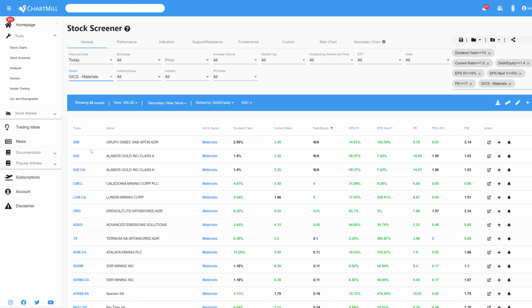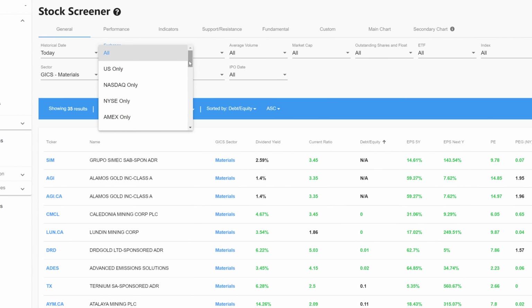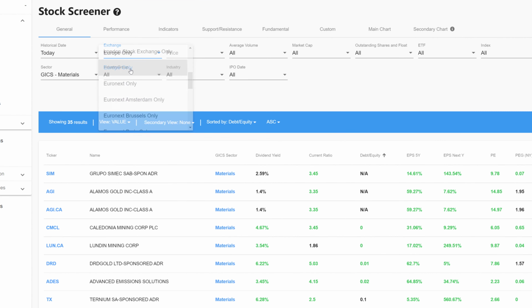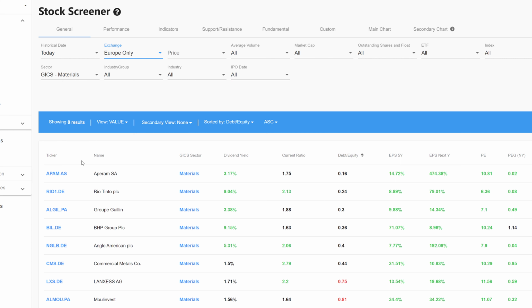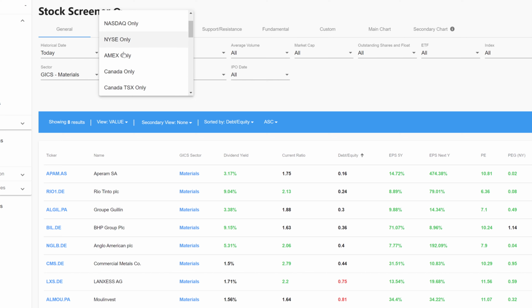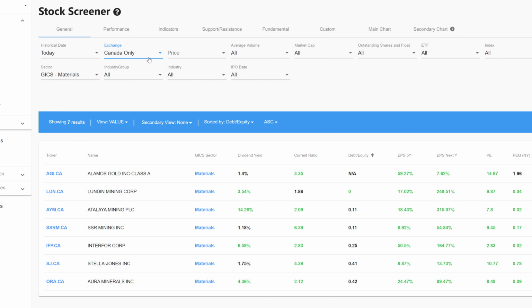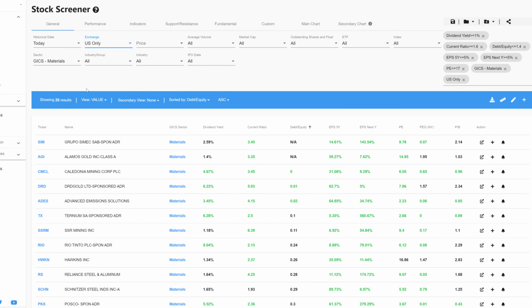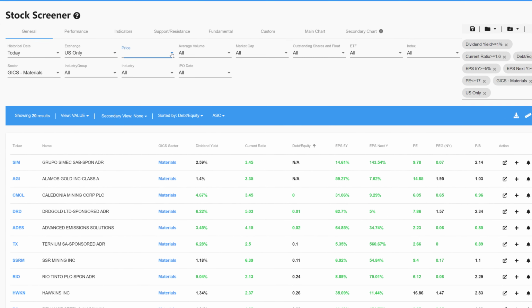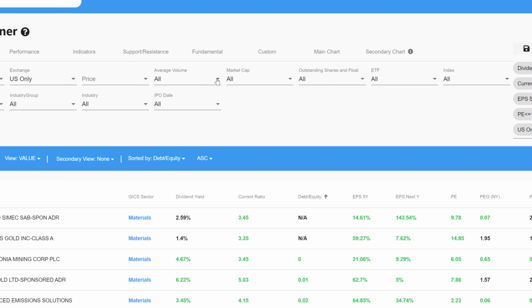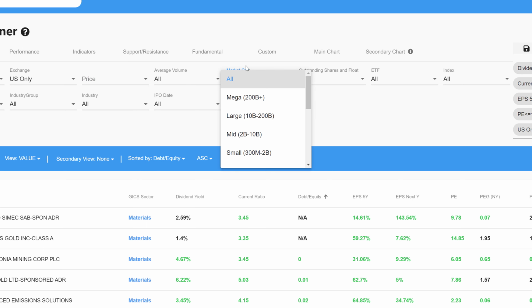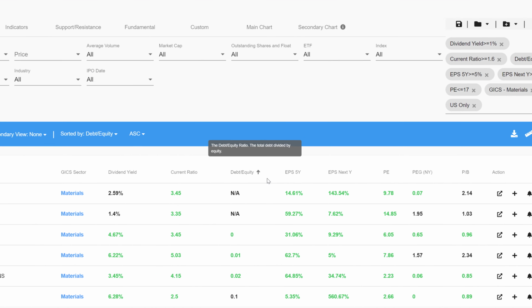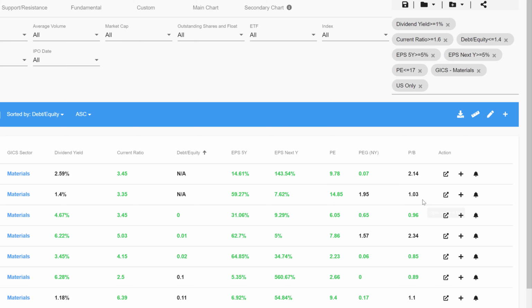If I only want to see European companies, then I can set the exchange to Europe only via the same General menu. And the result list will then adjust itself immediately. So this is the Canadian list and this is then the US list. You can set many other things in the same menu, such as minimum price, minimum average volume, market capitalization and much more.